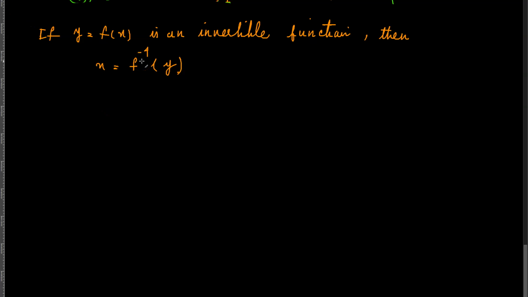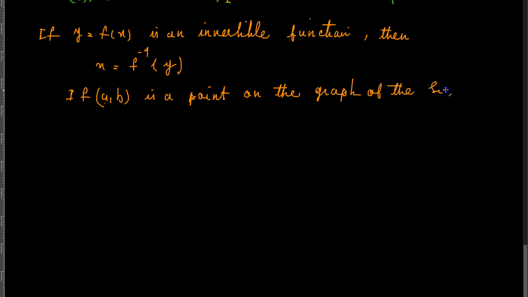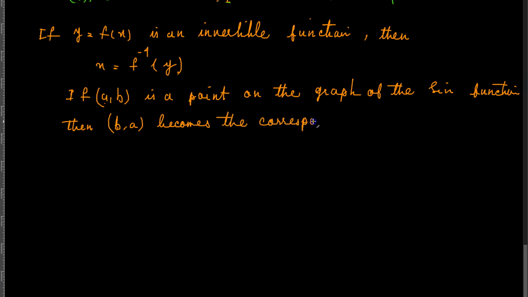Okay, so what this means is that if a comma b is a point on the graph of the sine function, then b comma a becomes the corresponding point on the graph of the inverse of the sine function.